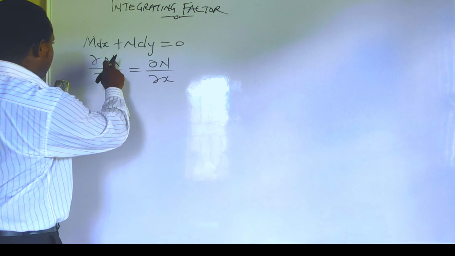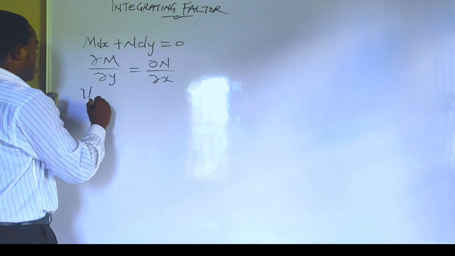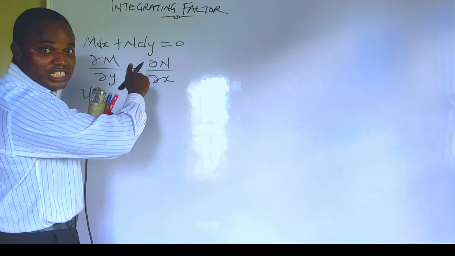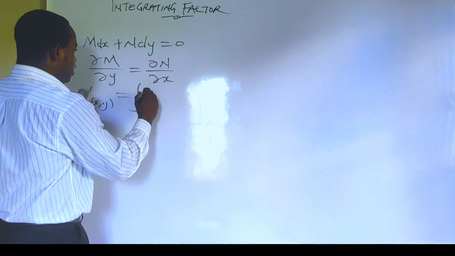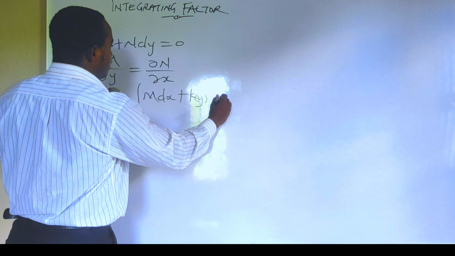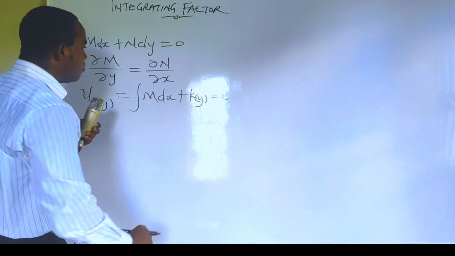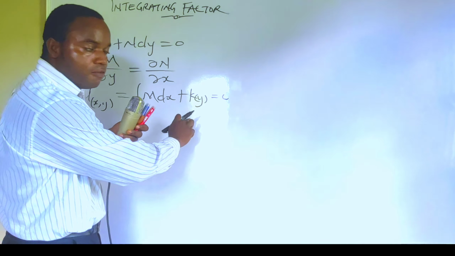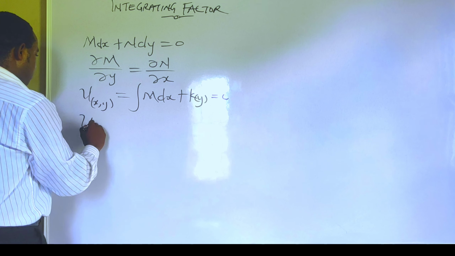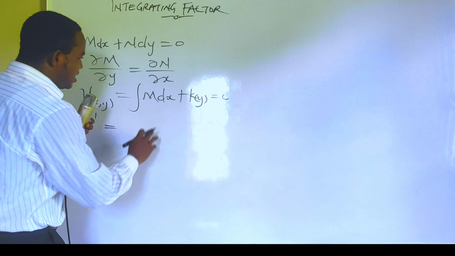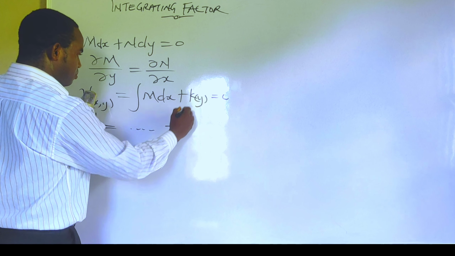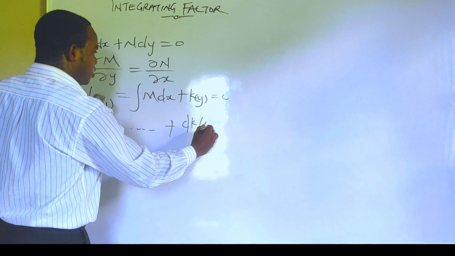Then to go on and solve this, what do you do? You set a function u of x, y that is going to be the original function that yields this differential equation, and it is going to be equal to the integral of M dx plus some function k of y, equal to c. So how do you obtain this function k of y? Take the derivative of u with respect to y. When you do, you obtain some function plus the derivative of k with respect to y.